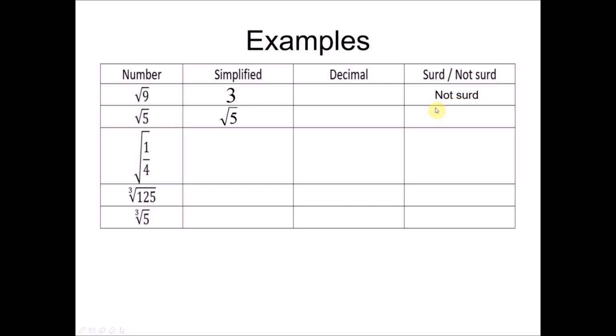How about the square root of 5? It cannot be simplified. And if you want to show it in decimal form, you get non-repeating infinite decimal places, hence the square root of 5 is a surd.